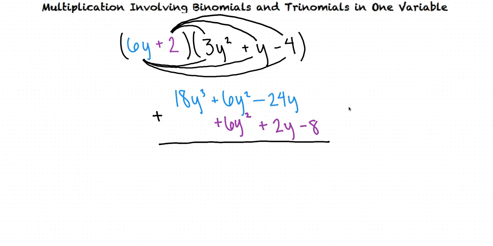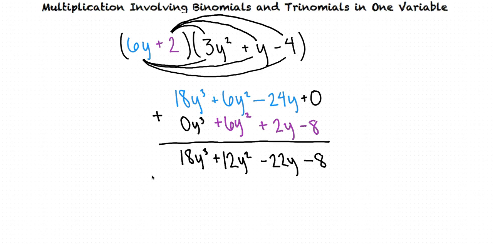But what do we add to the 18y cubed and the minus 8? That's a good question. On the top row, we don't have a constant term, so that's like adding 0. And in the bottom row, we don't have a y cubed term, so that's like adding 0y cubed. Now we can add 18y cubed plus 0y cubed to get 18y cubed. Next, 6y squared plus 6y squared is 12y squared. Negative 24y plus 2y is negative 22y. And 0 minus 8 is negative 8.